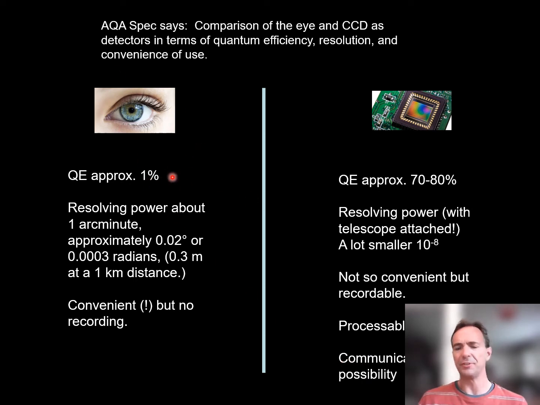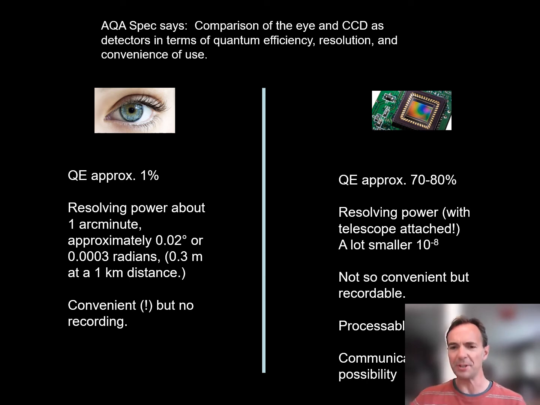So here's your eye. Quantum efficiency, 1%. Resolving power. Now this is always difficult, because if it's a naked eye, your resolving power is about an arc minute, which means 1/60th of a degree. And if you don't like that, then it's about 0.02 degrees, or 0.0003 of a radian. Again, it doesn't really give you much help in terms of real world. This is probably a better one, which is 0.3 meters, 30 centimeters at a kilometer. So you can see something that's 30 centimeters high at a kilometer.